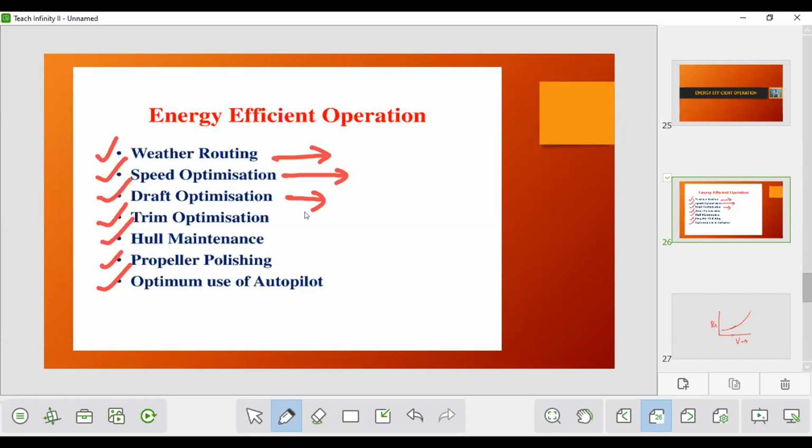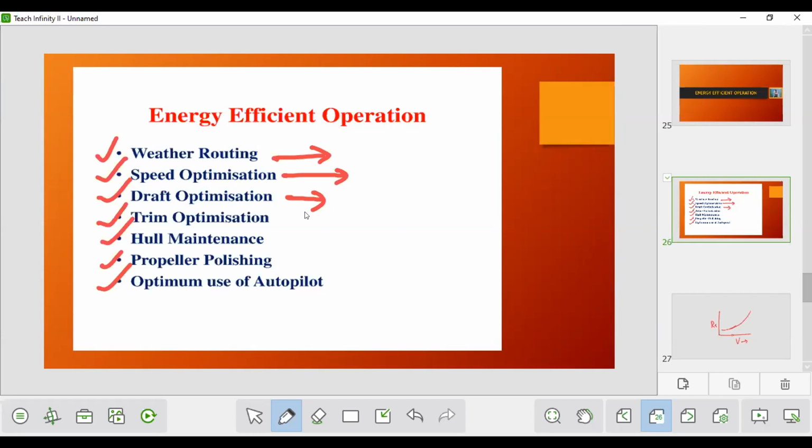All these calculations have to be done ahead. The captain should have all this information so that he is able to take decisions quickly. These things can be done nowadays by using CFD tools also. Another important thing is hull maintenance.